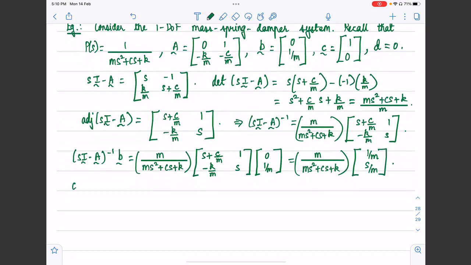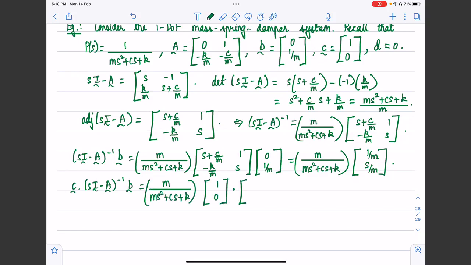Now we go and look at C times SI minus A inverse B. Okay, so that is the next step. Of course, D here is 0, so that's why I'm not evaluating D. So anyway, M by M S squared plus C S plus K is a scalar valued function of S, so I can pull it out, no problem. The vector C is 1 and 0, right? And SI minus A inverse times B is what we just derived, 1 by M and S by M. So we get this.